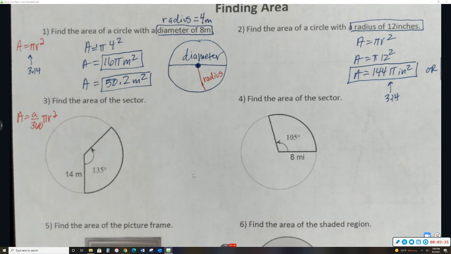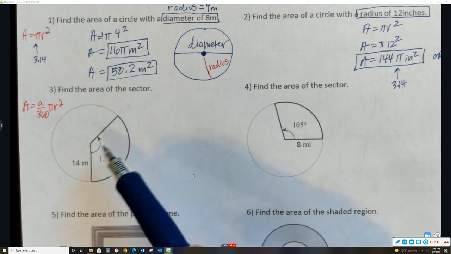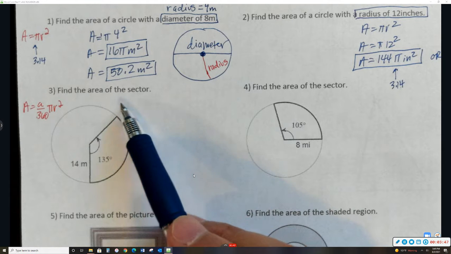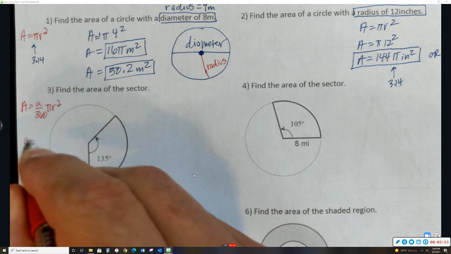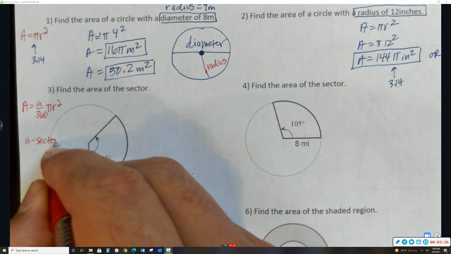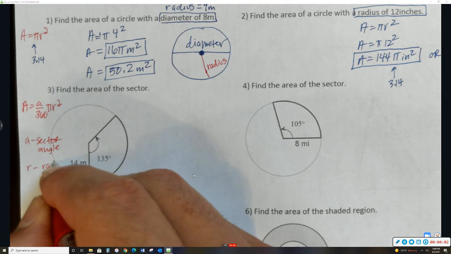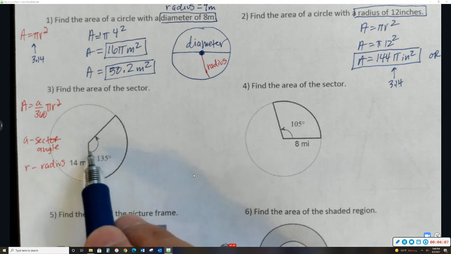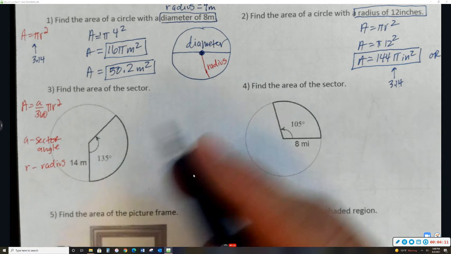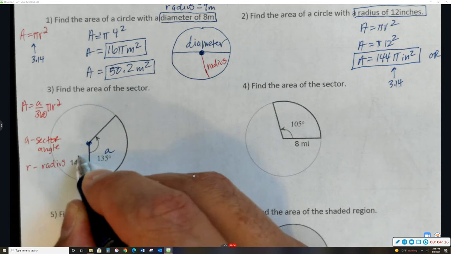Okay, and then for 3 and 4 is finding the area of a sector. Remember, the sector is like a pizza slice. So the entire circle is the pizza, and the sector is just a slice of the pizza. A, if you don't remember, A is the sector angle, and then again R is the radius. So if I look at number 3, it says find the area of a sector. Here's the sector, and that's the angle for the sector, so I know that's my A. And then here's the radius. It goes from the center down to here, so I know that's the radius.